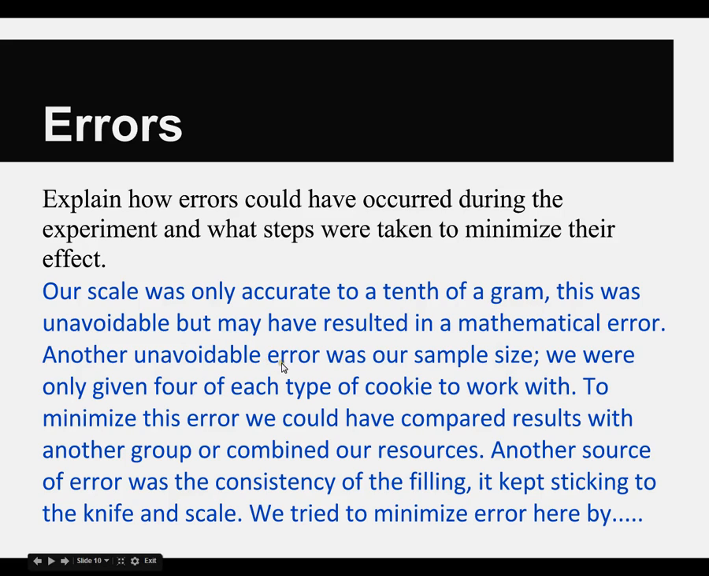Another unavoidable error that you had was your sample size. You were only given 4 types of each cookie to work with. If your sample size is small, and by small I mean anything less than 50 trials, in this case 50 regular cookies and 50 double stuffed cookies, you need to explain why it was small. Okay? So in this case, the why is because it was unavoidable. That was all you were given.